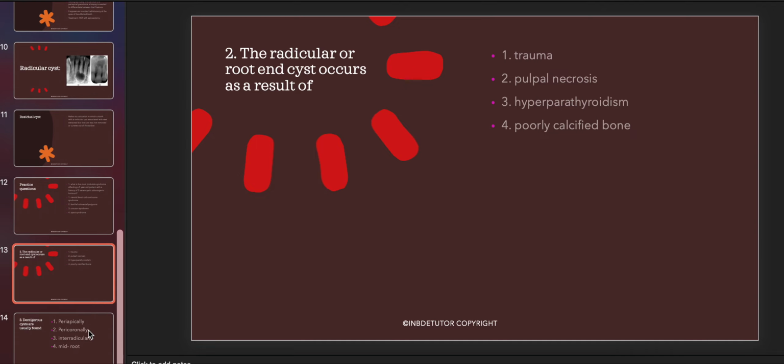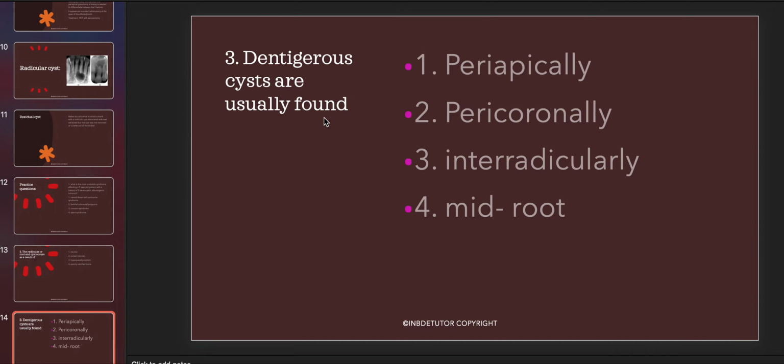Now, the last question for today is, the dentigerous cysts are usually found periapically, pericoronally, interradicularly, or midroot. I already mentioned in my first slide that dentigerous cysts are associated with the unerupted tooth, around the crown of the unerupted tooth. So the radiolucency is pericoronal. So the answer is again number 2.